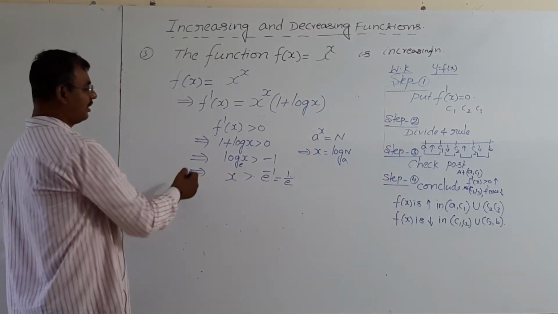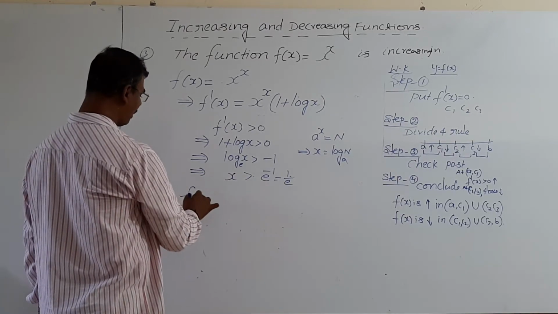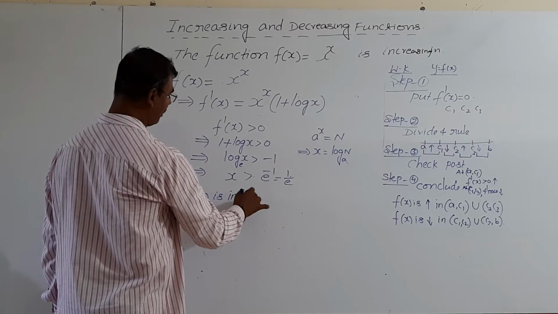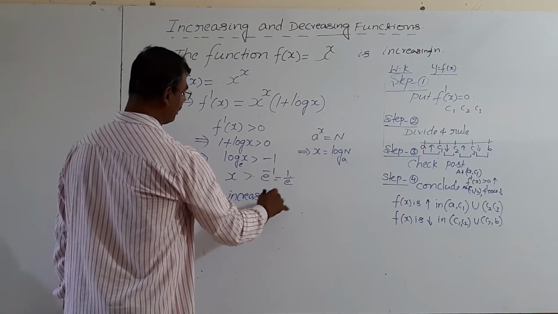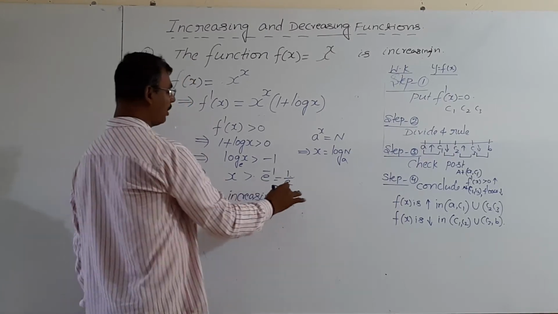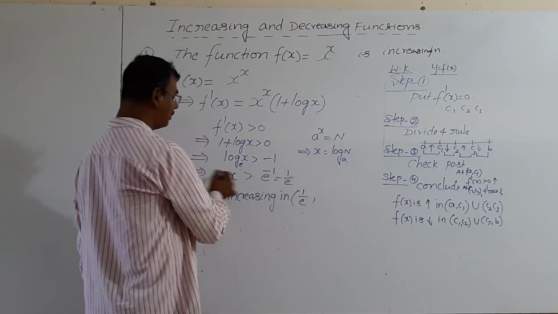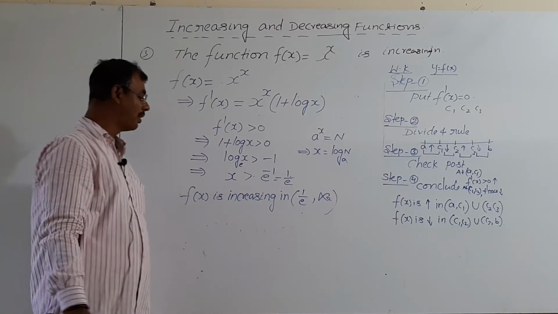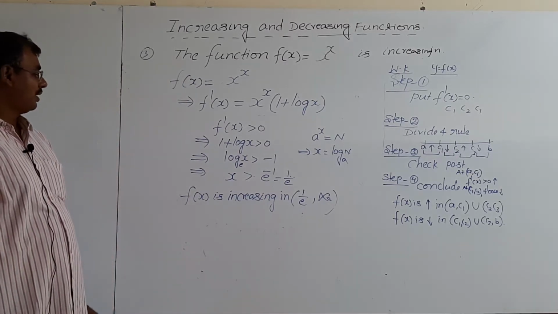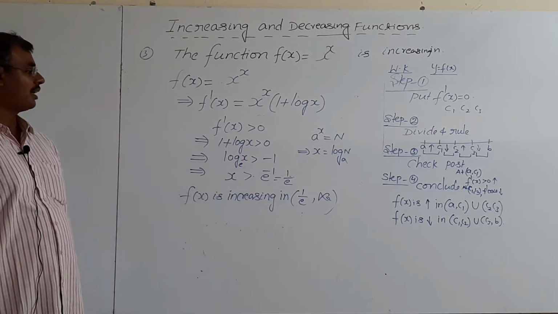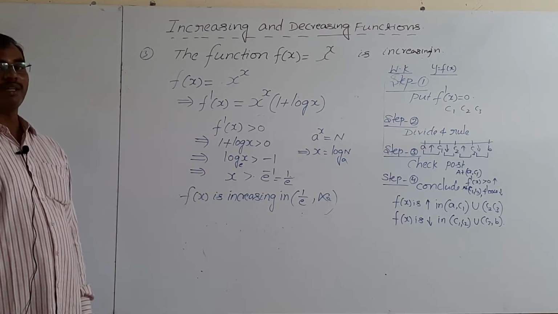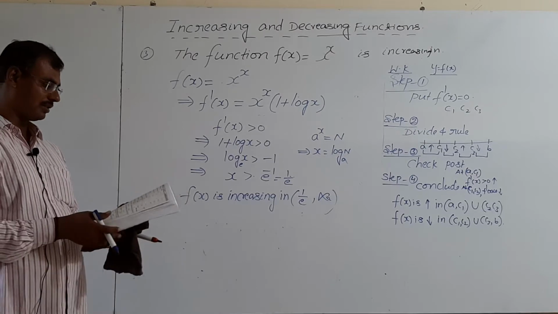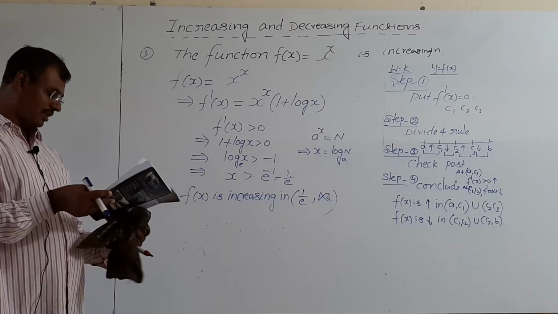So where is the function here? f of x is increasing in which interval? 1 by e to infinity, since greater than 1 by e means up to infinity. So f of x is increasing in the interval 1 by e to infinity. So like this, we are getting questions. Next question.